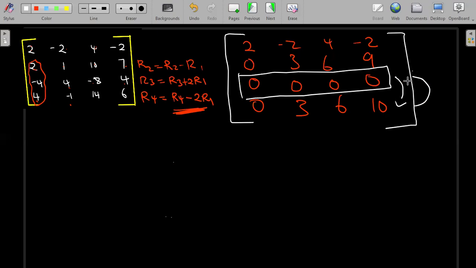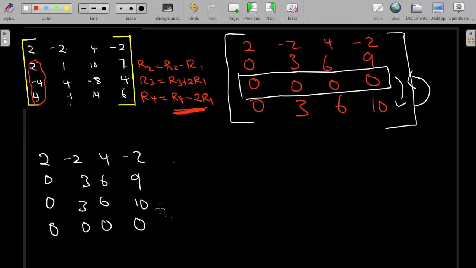Then this fourth row will become the what? The third row. So what we are going to have here is 2 minus 2, 4 minus 2, and then 0, 3, 6, 9. Okay, and then it will be 0, 3, 6, 10. And then down there I have 0, 0, 0, 0. So you're supposed to show this swap. So you say with 2 arrows like that.